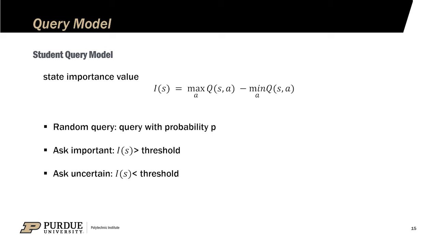The 3 query models in our research are: random query with probability P, where P is a parameter; ask important, where the state importance value is beyond some threshold; and ask uncertain, where the state importance value is below some threshold.